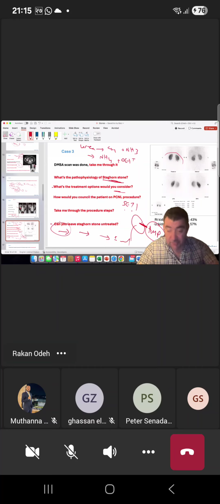And after the access, there is always a risk of residual stone, especially with staghorn stone, up to 5% because it's a big stone. And also there's a risk of multiple procedures. There is a risk of recurrence of the stone, 10% in 1 year and 50% in 10 years. And then risk of infection, risk of sepsis, risk of injury of major blood vessels, etc. You can go through the notes.